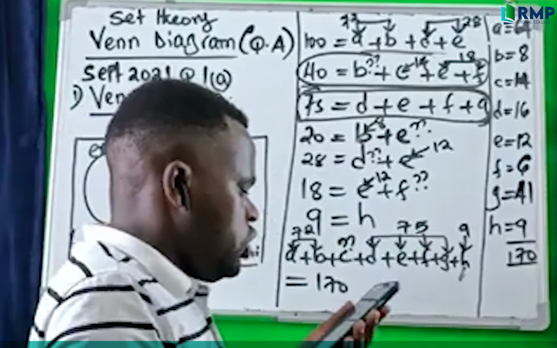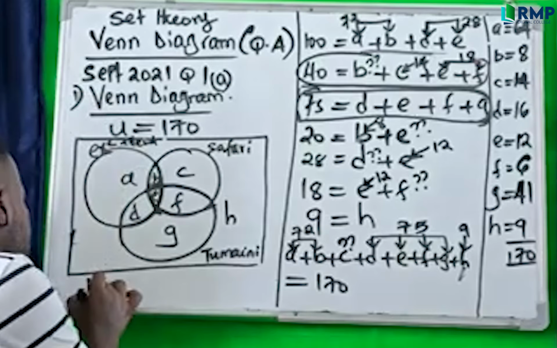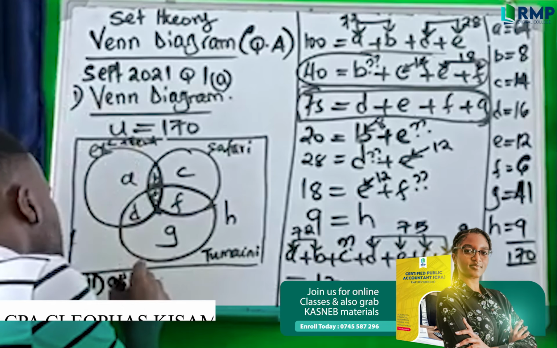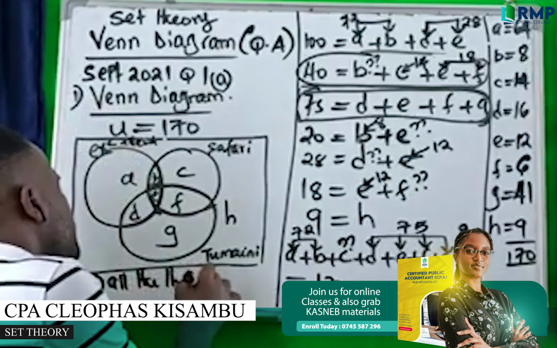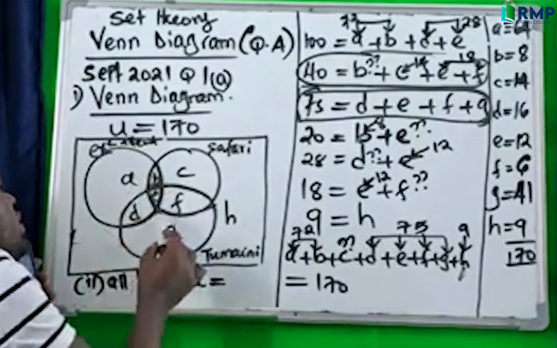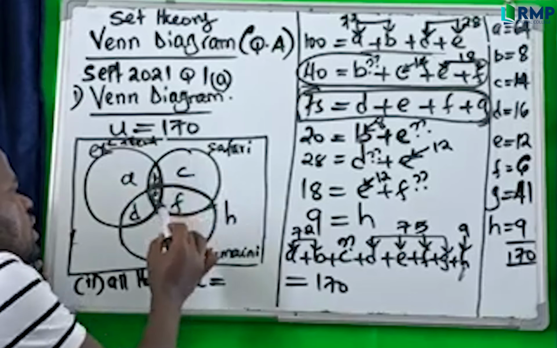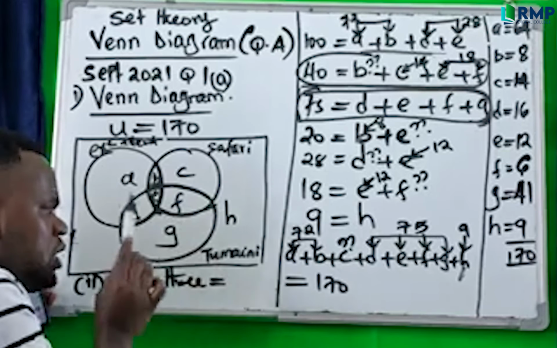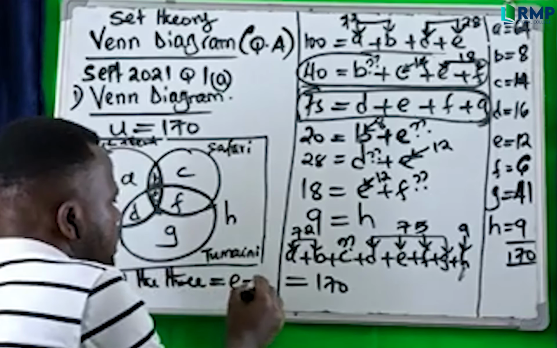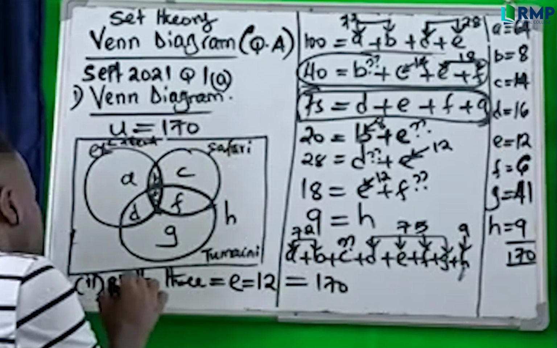Roman 2. Determine the number of travelers who preferred all the three airlines. I'll put Roman 2 here. This one will be the element which is common in all circles. When you look at this circle, for Excellence, E is inside. Also for Safari, E is inside. Also for Tumaini, E is inside. It is the only element which is common in all. So that is E, and the value for E is 12. So 12 travelers.